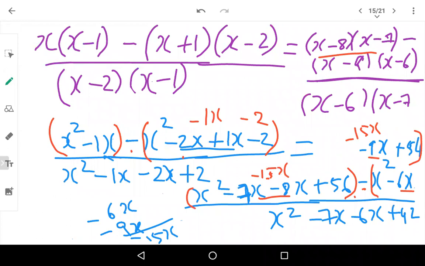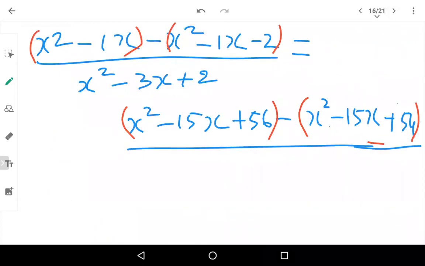So we have the brackets, and then let us just write the below one, that is the denominator. X square minus 7 minus 6 minus 7 is minus 13, right? So I'll have x square minus 13x plus 42. Clear?